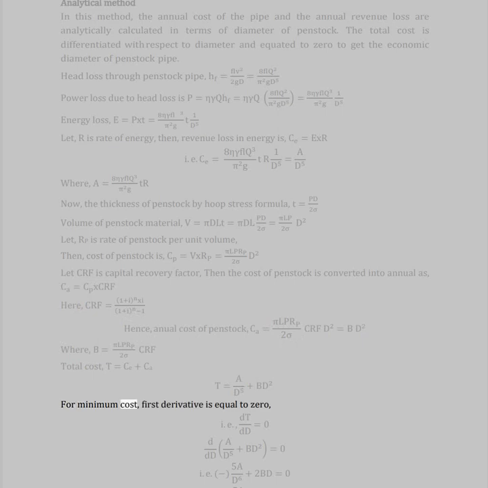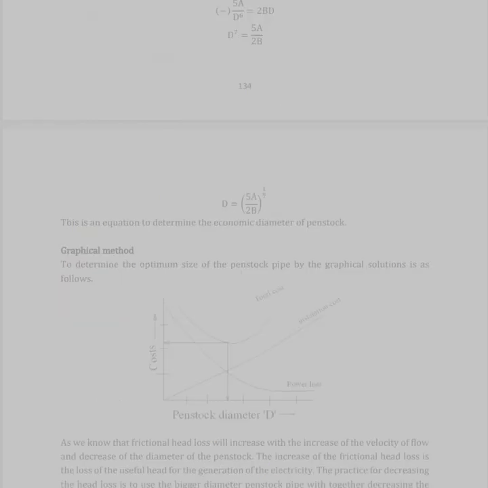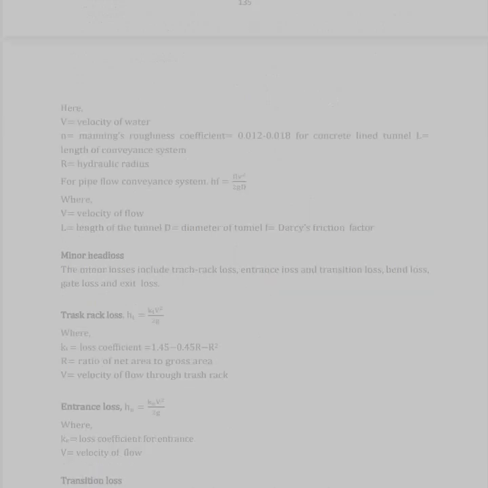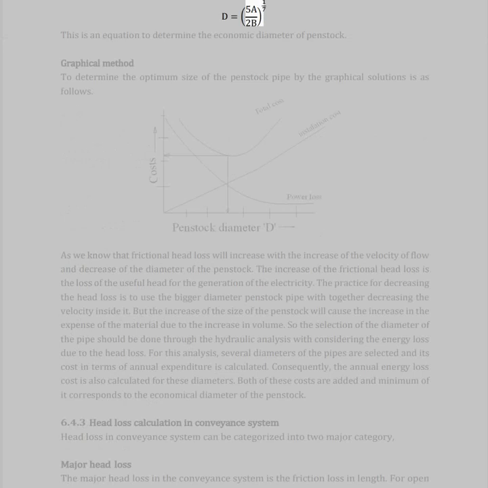For minimum cost, first derivative is equal to 0, i.e., dT/dD equals 0. d/dD of A over D to the fifth plus B D squared equals 0, i.e., minus 5A over D to the sixth plus 2BD equals 0. Minus 5A over D to the sixth equals minus 2BD, so D equals (5A over 2B) to the power one seventh. This is an equation to determine the economic diameter of penstock.